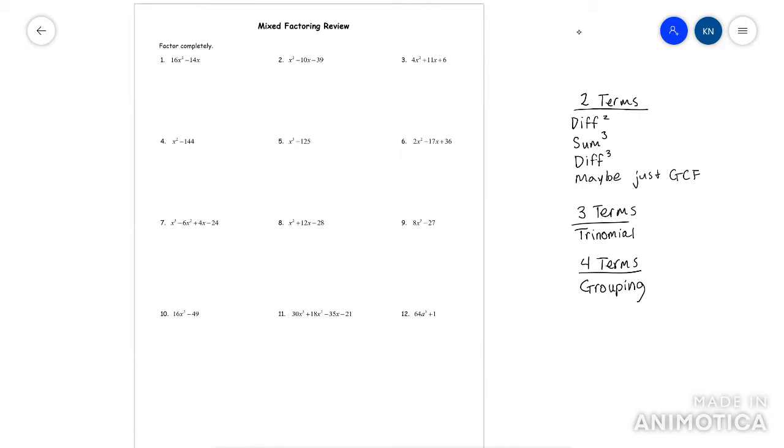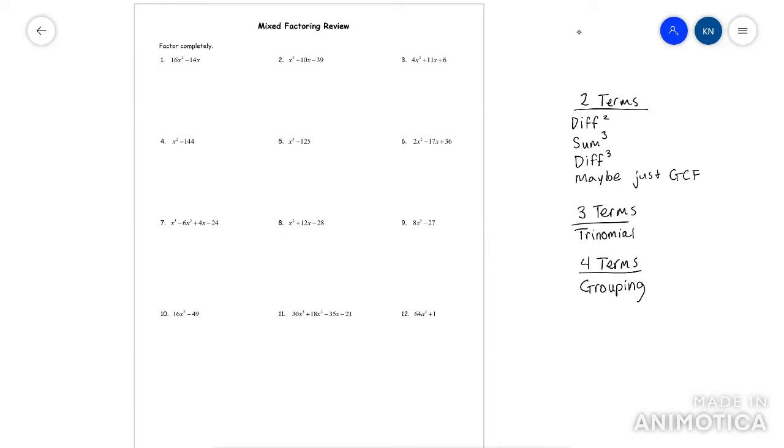And then you're going to want to look at the exponents. So let me show you a couple examples and I'll show you what I mean by this. This number 1 has 2 terms, so it's got to be one of these. It can't be a trinomial, it can't be grouping. Now, since I know it's one of those, I look at the exponent. This one's a square, so this could be a difference of squares. I kind of have to think about it though.